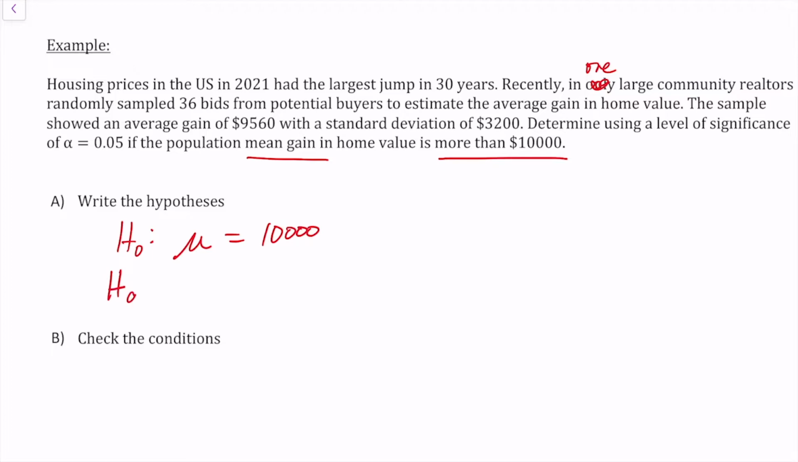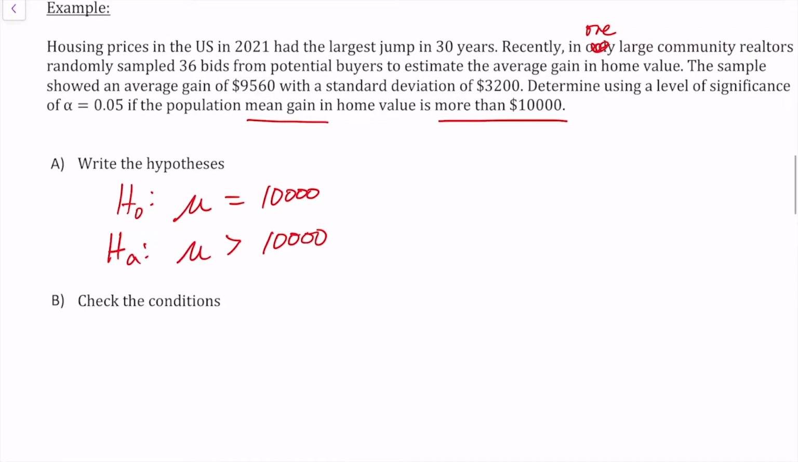On the other hand, the alternative hypothesis will be that the mean is greater than $10,000. Why is that? Because that's what we're testing. We're seeing if the mean gain in home value is more than $10,000. Okay? All right, next, let's check some conditions.